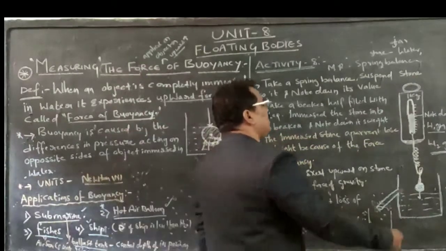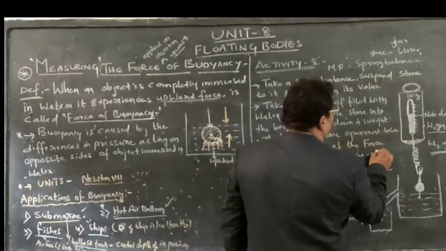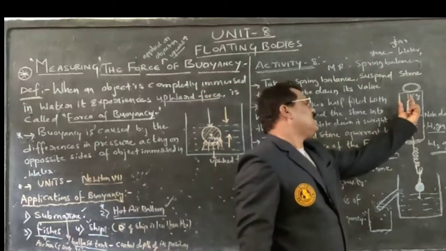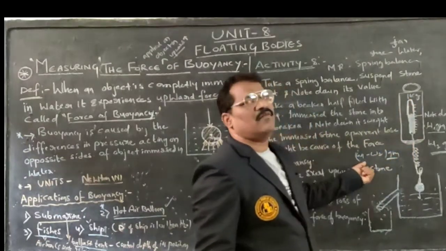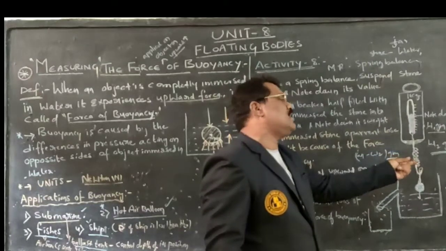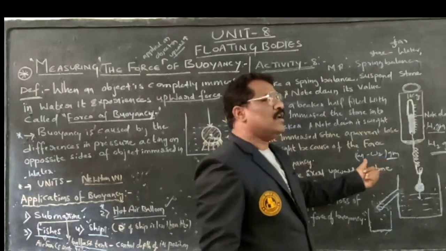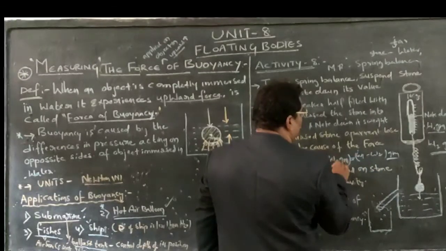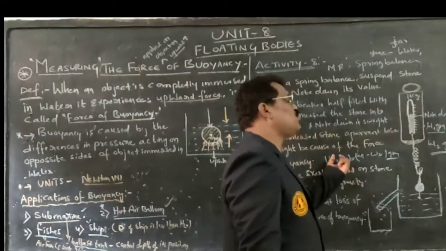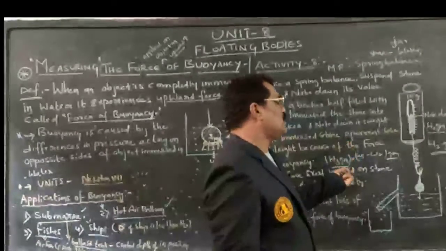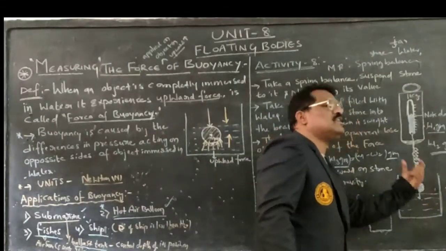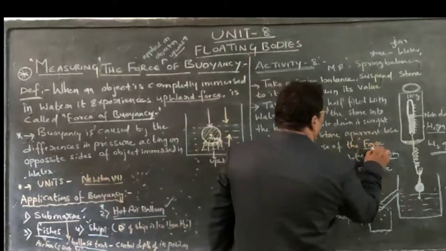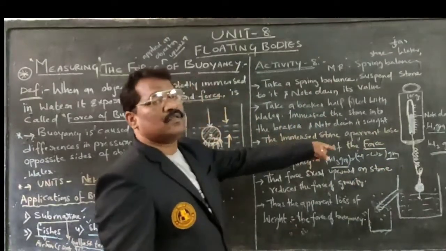Compare the difference between these two weights. That means W1 minus W2. The weight before immersing in water, and the weight after immersing in water: if we subtract these two, we get one weight. Consider it W3 grams. This weight gives us how much force is acting upon the stone when it is immersed in water. That force is called the force of buoyancy.